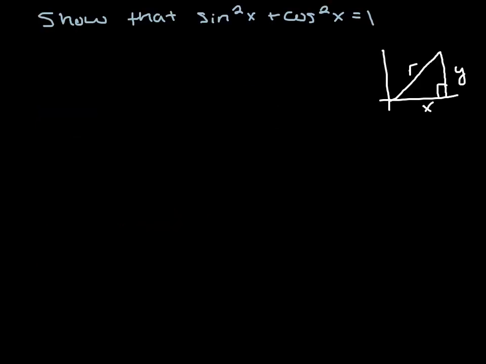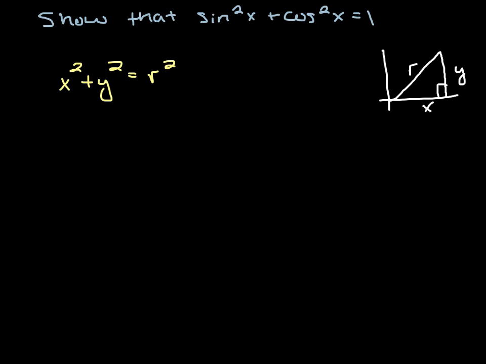Alright, so we're trying to show that sine squared x plus cosine squared x equals 1. And this is going to be true for any x possible. So we're going to try and prove this. It's going to be helpful if we look at this as a right triangle, where r is the hypotenuse and x and y are the legs of the right triangle. Looking at that right triangle, we know that x squared plus y squared equals r squared.